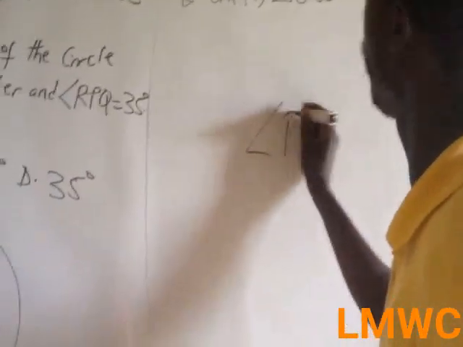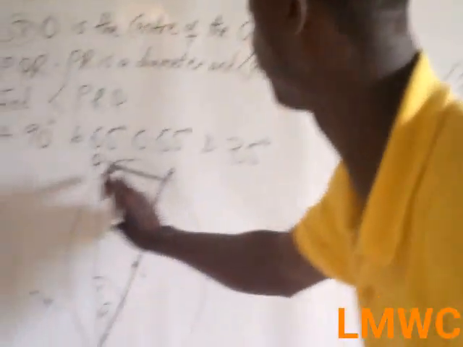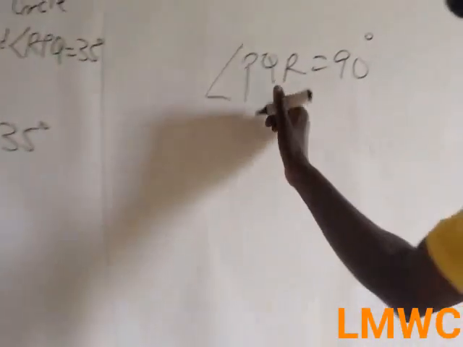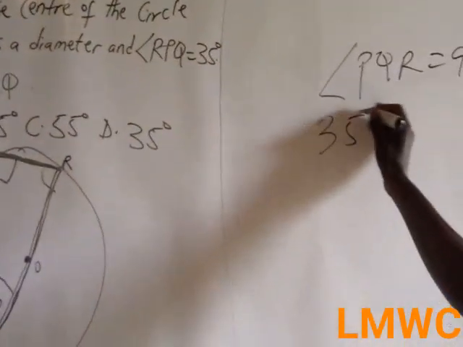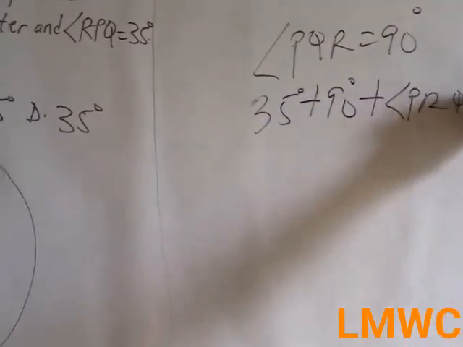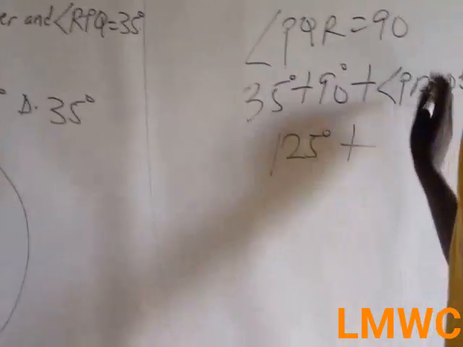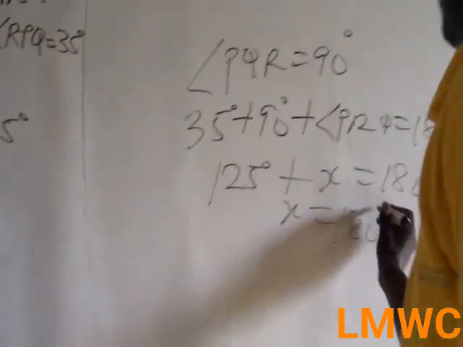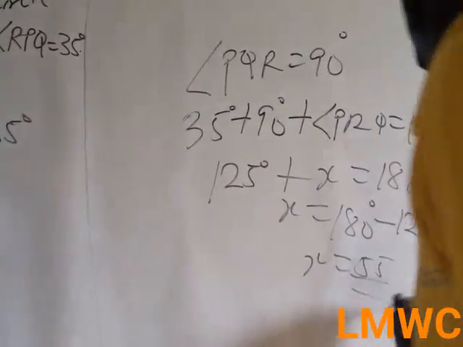Angle PQR is equal to 90 degrees. Now we want PRQ. Once we know this, we know the interior angles in the triangle add up to 180 degrees. So it becomes 35 degrees plus 90 degrees plus angle PRQ is equal to 180 degrees. So 125 plus, let's choose a variable for this, x, is equal to 180 degrees. So x is equal to 180 minus 125. So x is equal to 55 degrees.